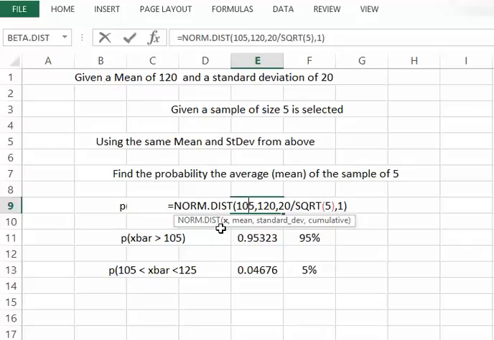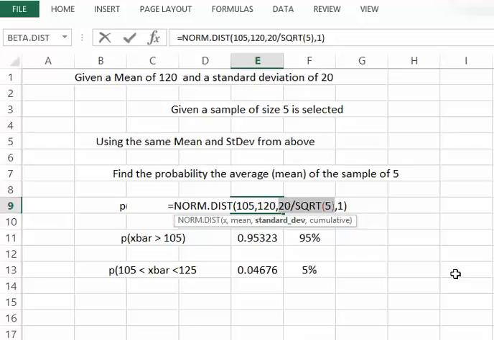So we start with equals normal distribution. Since I want the probability of less than 105, exactly the same that I did before, I'm going to put in the X value, in this case the X bar value, which is 105. I'm going to put in the 120, which is the mean. But notice what I'm writing for the standard deviation. I am writing not just 20, but I'm writing 20 divided by the square root of 5.